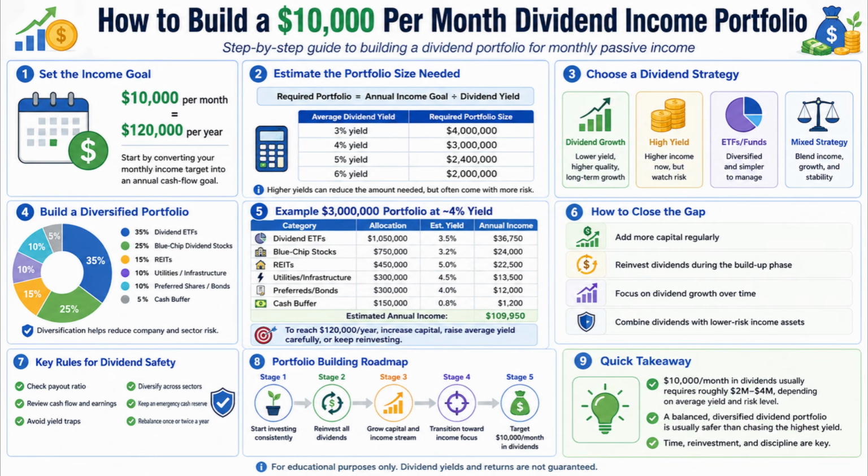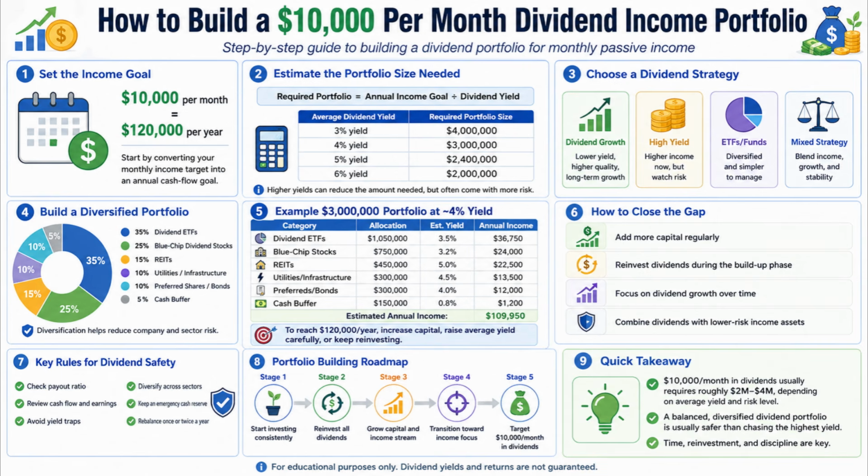Next, you need to estimate how large the portfolio should be. The basic formula is simple. Required portfolio size equals annual income goal divided by dividend yield. For example, at a 3% dividend yield, you may need around $4 million. At a 4% yield, you may need around $3 million. At a 5% yield, the amount becomes around $2.4 million, and at a 6% yield, it becomes around $2 million. However, higher yield usually comes with higher risk, so chasing the biggest yield is not always the safest plan.